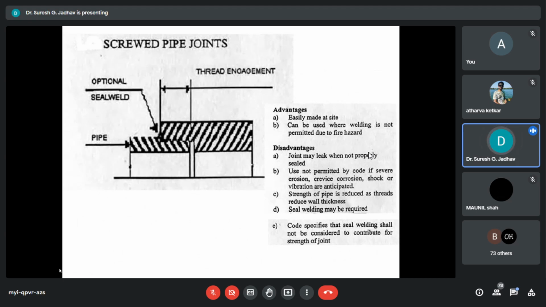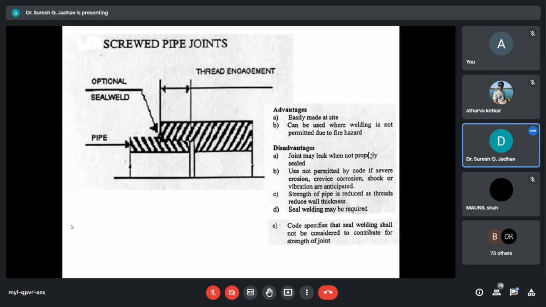With the help of screw pipe joints, we can easily dismantle pipe connections in piping industries. We can connect screw pipe joints easily at the sites. In plants, there is no need for any special equipment like butt welding or socket weld joints. Welding is not permitted due to fire hazards, so where welding is going on, we cannot use these screw pipe joints.